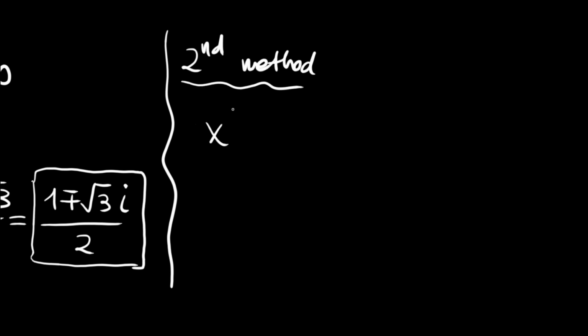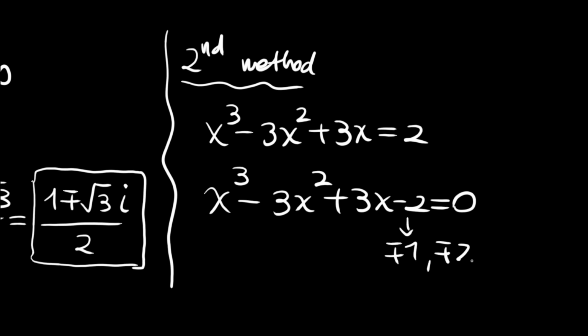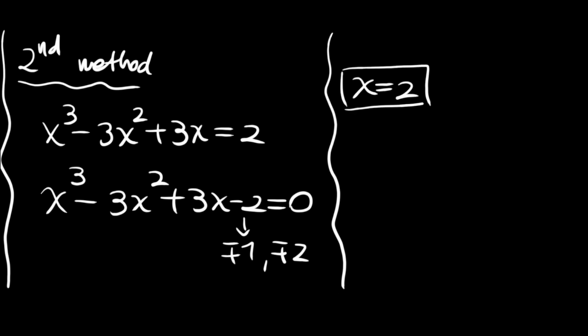We have x cubed minus 3x squared plus 3x is equal to 2. And having 2 on the left hand side, we will write x cubed minus 3x squared plus 3x minus 2 is equal to 0. So to use the rational zero theorem, we will check plus minus 1 and plus minus 2, whether they are satisfying the equation or not. And you will see x is equal to 2 satisfies our equation. You can check.